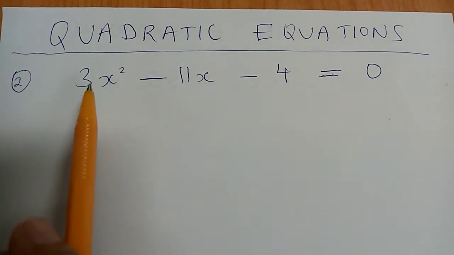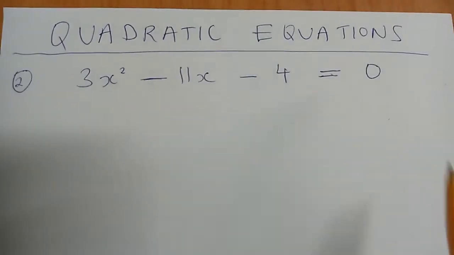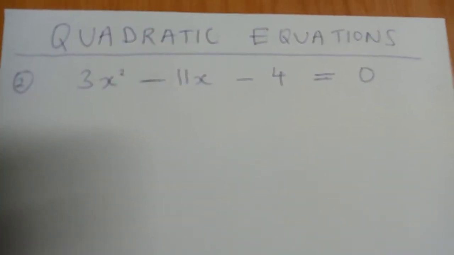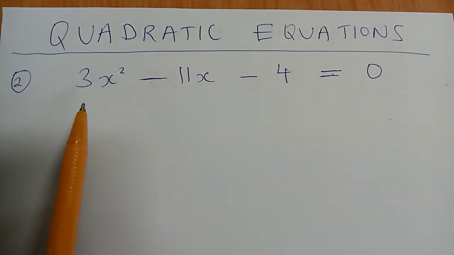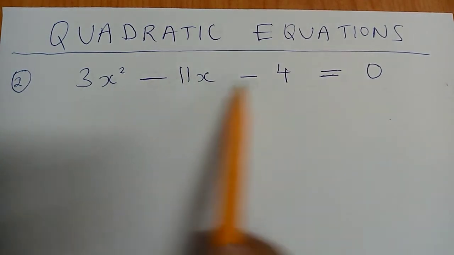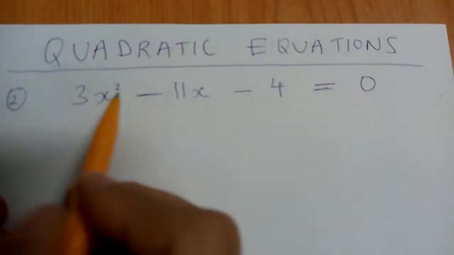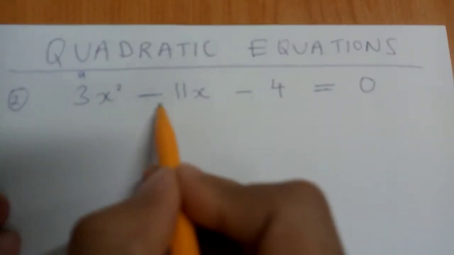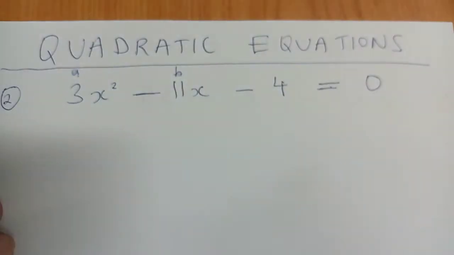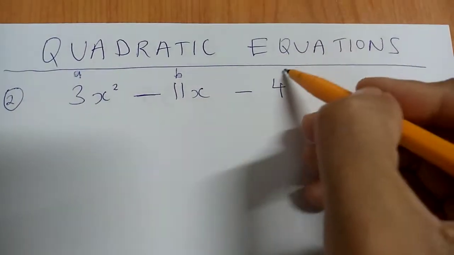A quadratic equation is arranged in this form: ax squared plus bx plus c is equals to 0. The first and most important thing for you is to determine which number represents a, which number represents b, and which number represents c. In 3x squared, a will be 3, b is negative 11, and c is negative 4.